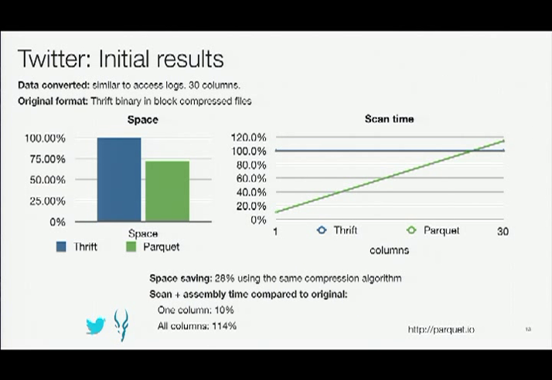So now I'm going to talk about some of Twitter's initial results. We converted one of our big data sets, which is similar to an access log. It's logging every HTTP request to our front end. So you have columns like the URL, the IP address of the client, etc. And it has 30 columns. The original format was a Swift binary in block compressed files using LZO for compression. And we converted it to Parquet.